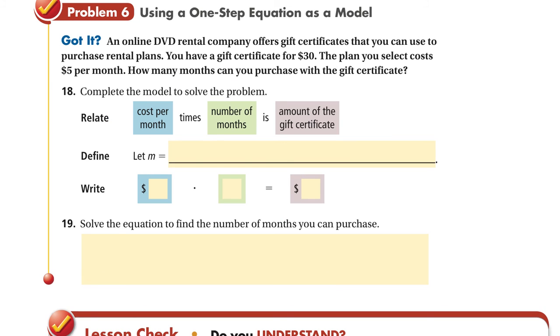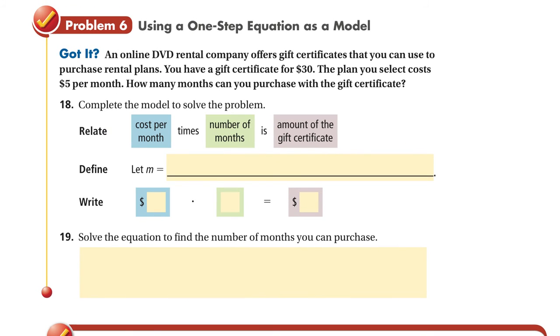And I've got one more example, using a one-step equation as a model. So in this equation, it's going to list out a word problem. We're going to read through it, and we're going to set up an equation and define a variable. So it says an online DVD rental company offers gift certificates that you can use to purchase rental plans. You have a gift certificate for $30. The plan you select costs $5 per month. How many months can you purchase with the gift certificate?